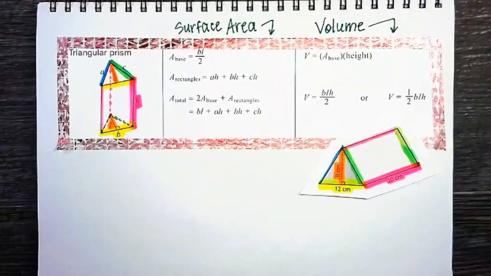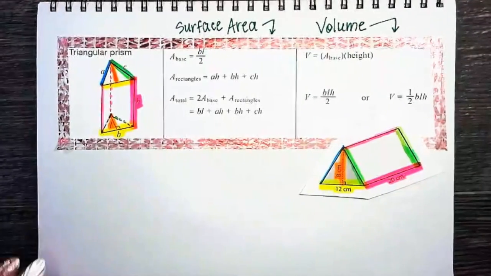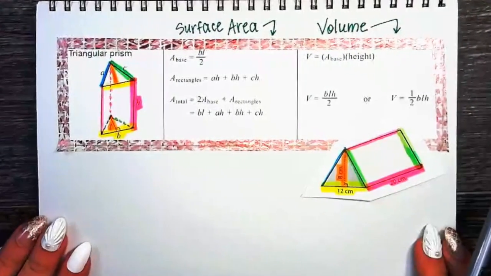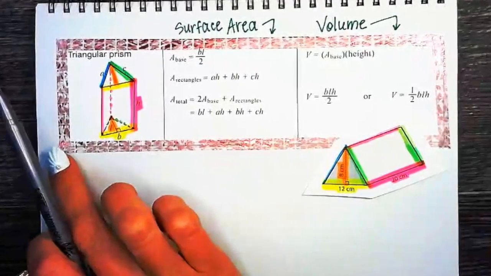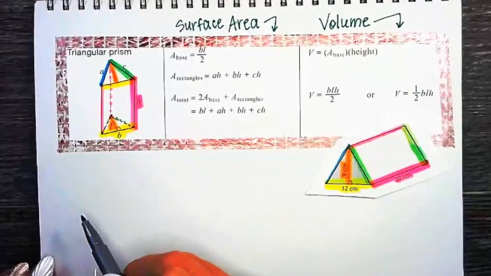Hey guys, we are working on a triangular prism right now. We are going to go over surface area, volume, and then do one example. To begin this problem, I'm going to start off by redrawing a triangular prism and giving you guys some pointers.